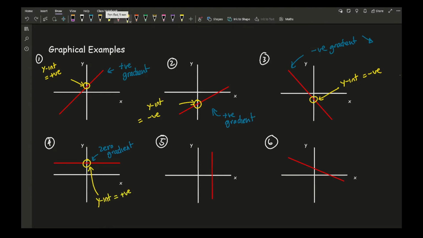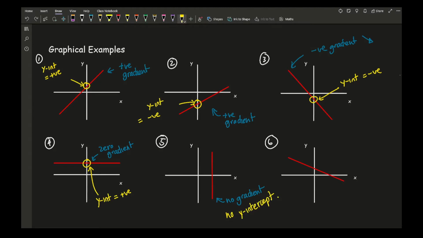Now in graph 5, we can see that we have no gradient. There is a difference between having 0 gradient and having no gradient, because the steepness is, if you imagine you're rolling down a hill, this is a hill you do not want to fall down because there is no base. So here we've got no gradient, and we've also got no y-intercept because it doesn't cross the y-axis.